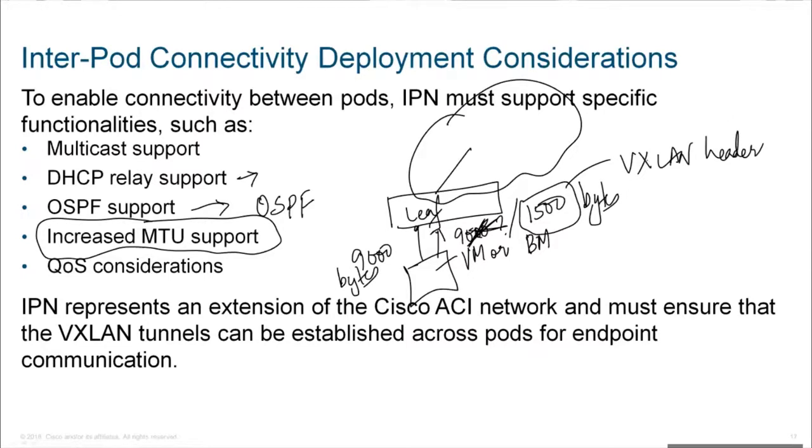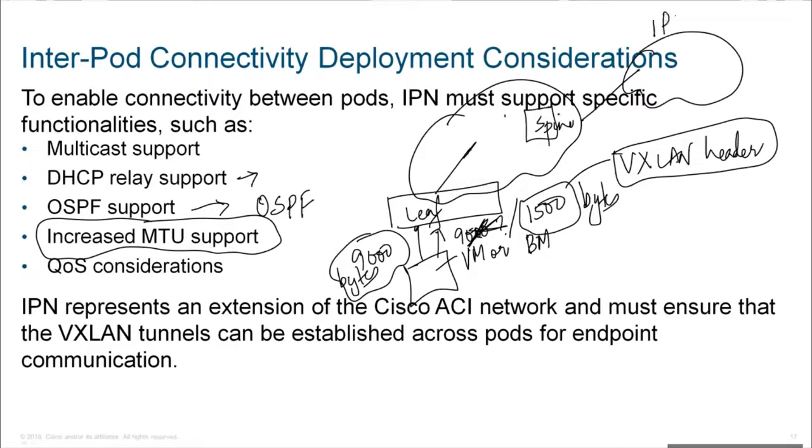There we actually have an additional header added. So if all my endpoints are 1,500 or lesser, just add another 100 bytes to it. Make sure the MTU in the IPN is set to at least 1,600. If your endpoints are likely to send 9,000, make sure your IPN, which is your spine connecting to the generic IP network, supports 9,100 bytes.